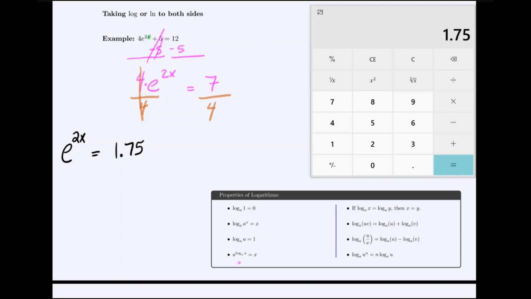And unlike our previous examples, the right side is not e to something, because if it was, we would just allow the exponents to be equal, but that's not the case here. 1.75 is not an exponential function. So take a moment to look at these properties of logarithms and ask yourself which of these properties gets rid of exponents.